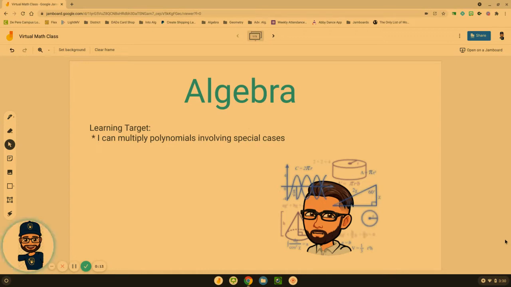Today we are going to look at multiplying polynomials involving some special cases. So once again, we're just continuing on with multiplying polynomials. We're just going to look at some special, unique circumstances or ways that they might be written. Again, multiplying. If you can multiply a monomial by a monomial, you can do a lot of these multiplying polynomials.